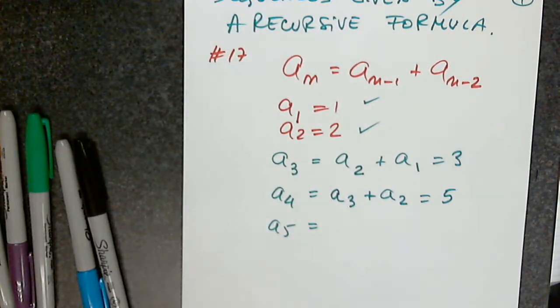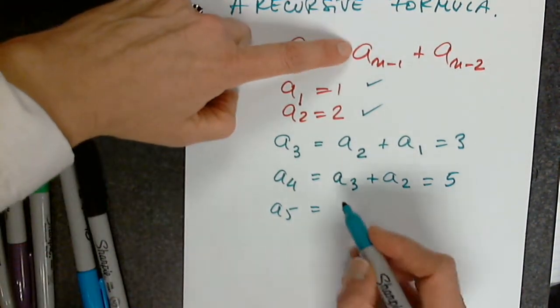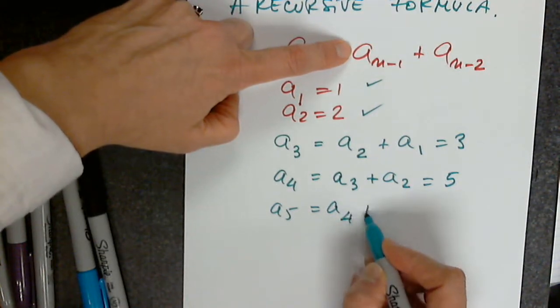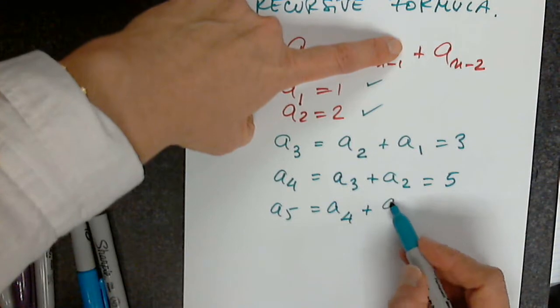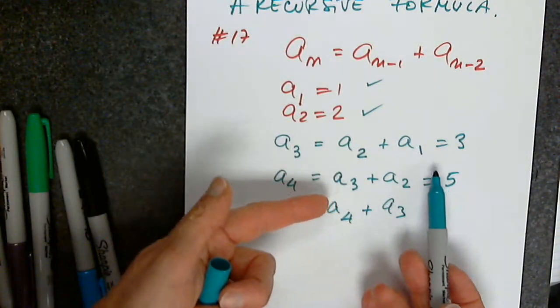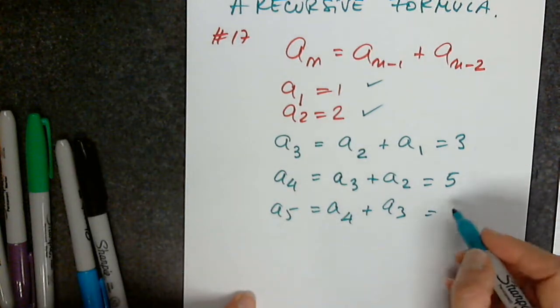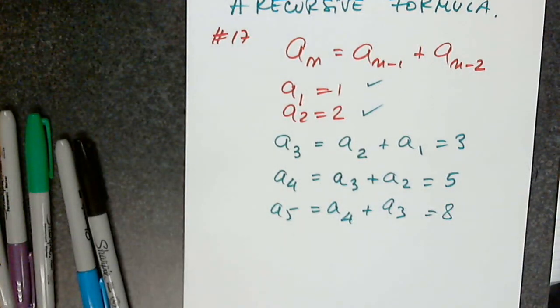a5. When n is 5, this is a4 plus a3. We know it. It's a2 plus a1, a3 plus a2, a4 plus a3. So a4 plus a3 is 8. Any questions? Let's see how we plug this in the graphing calculator. So let's go to y equals. Clear.